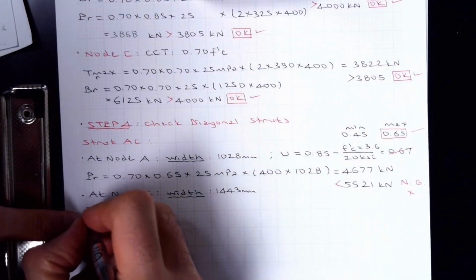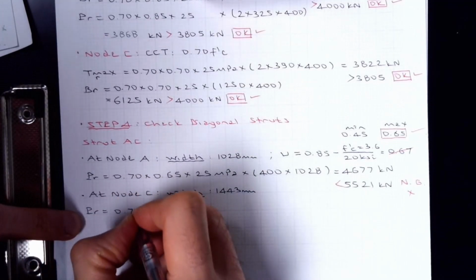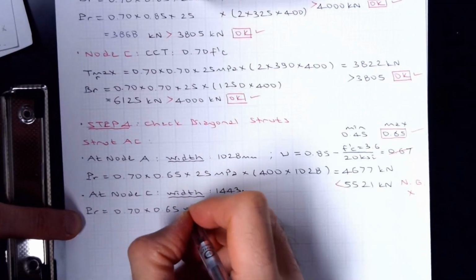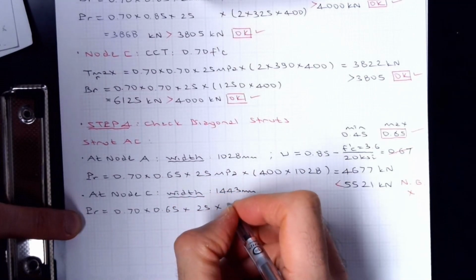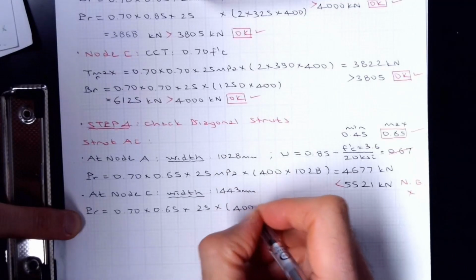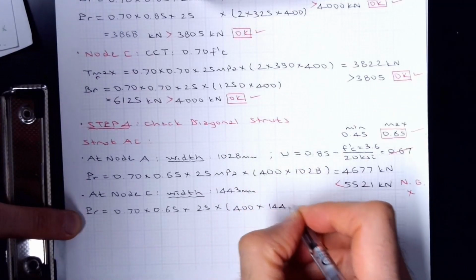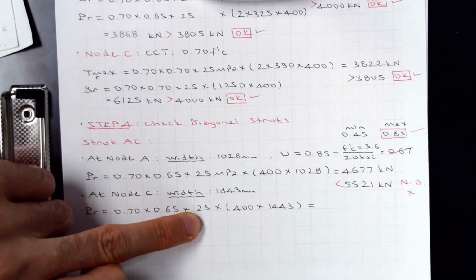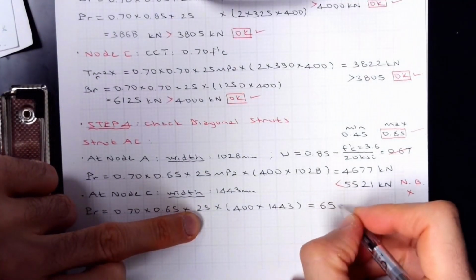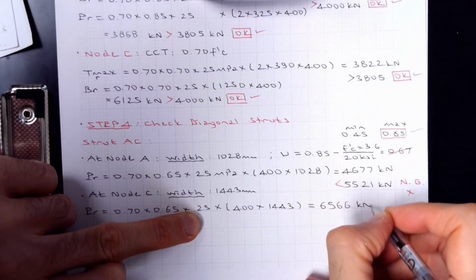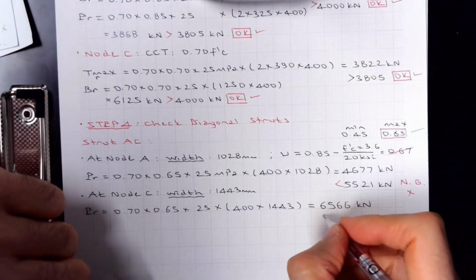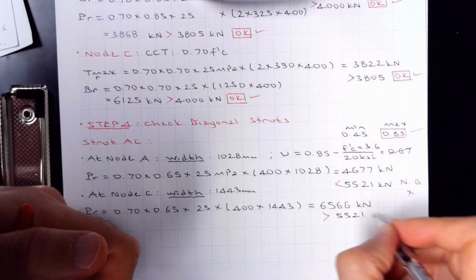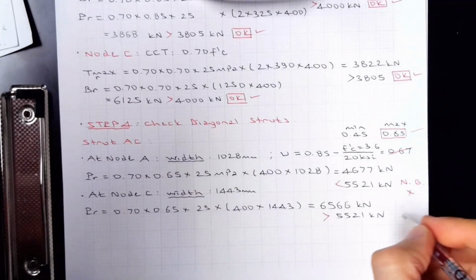And then I would check it again, PR, same formula, 0.70. This is not going to change, it's the same, 0.65, 25 megapascal times 400, 1443. 65, 65, 66. Oh, that's very good. So it passes 5521. Good. Okay.